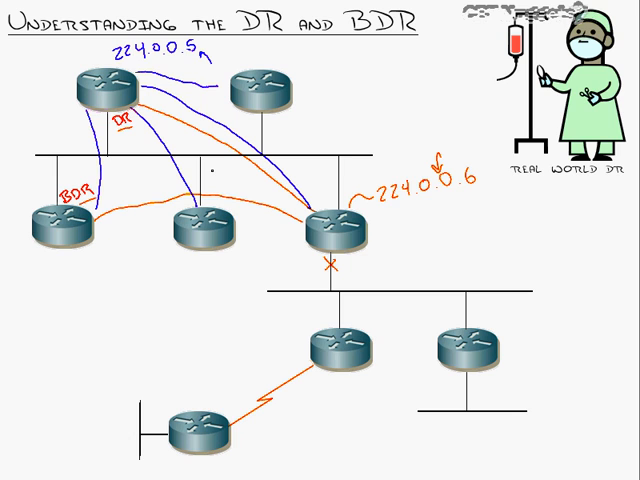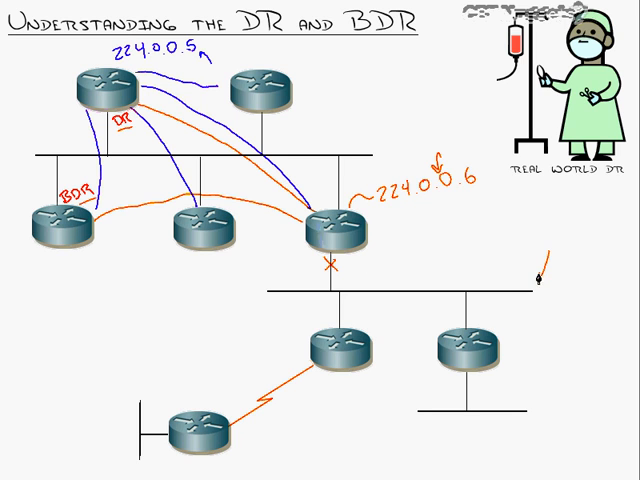Now, I want to make sure you guys catch that the DR and BDR is not a per area thing or a per autonomous system. It's not like of the whole autonomous system, there will be one DR and one BDR. It's not like spanning tree where you have one root bridge. In this case, you have a DR and BDR for every shared segment.